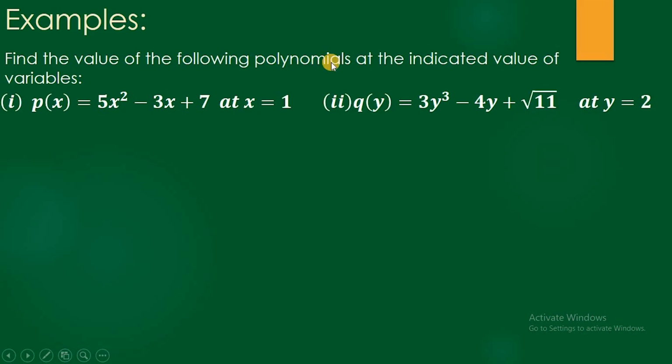Find the value of the following polynomials at the indicated value of the variables. In each case, they have indicated the value for the variable. Here it says x equal to 1, and here y equal to 2. We have two different examples over here. You have to find the value of the polynomial at the indicated value of the variable. Now, if I put x equal to 1, then what does it yield? So you have to find that.